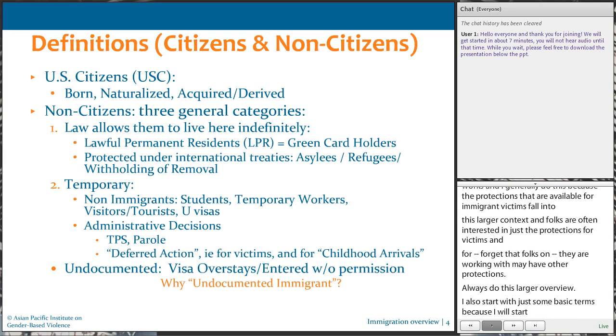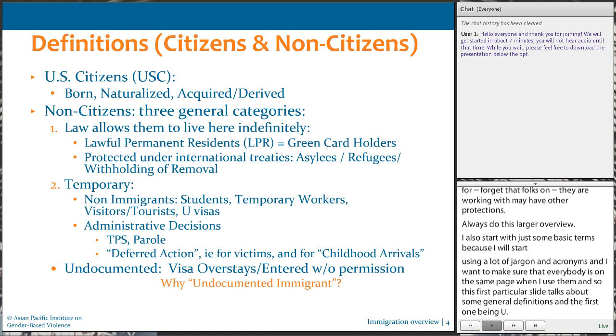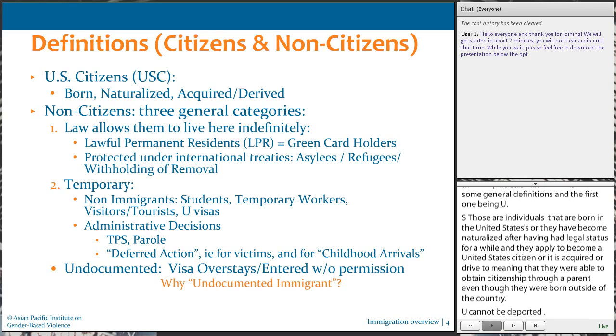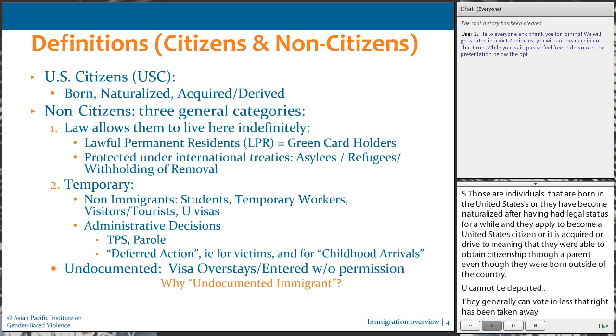This first slide talks about some general definitions. The first one is U.S. citizens, and those are individuals who are born in the United States, or who have become naturalized after having had legal status for a while and applied to become a United States citizen, or whose citizenship is acquired or derived, meaning they obtained citizenship through a parent even though they were born outside of the country. U.S. citizens cannot be deported. They generally can vote unless that right has been taken away. It's an important factor to know because there are U.S. citizens who don't necessarily recognize that they are U.S. citizens because they might have been born in another country. But because they are U.S. citizens, they can't be deported.